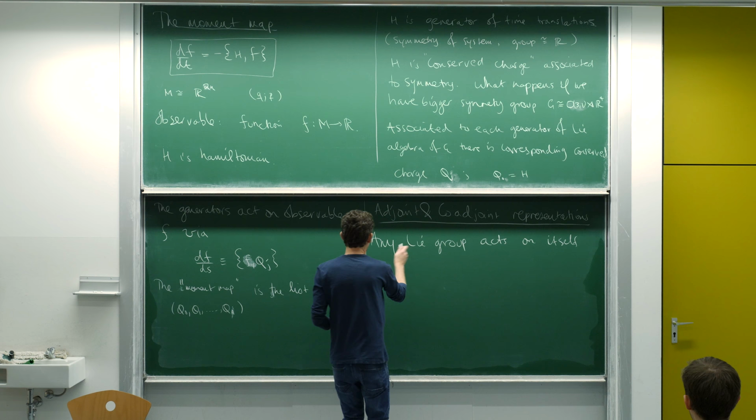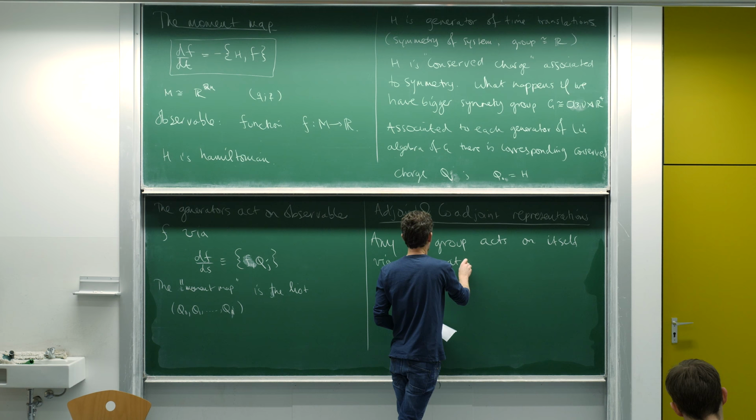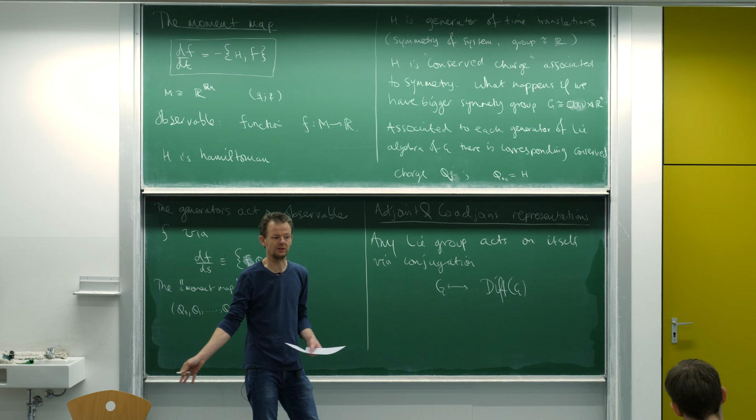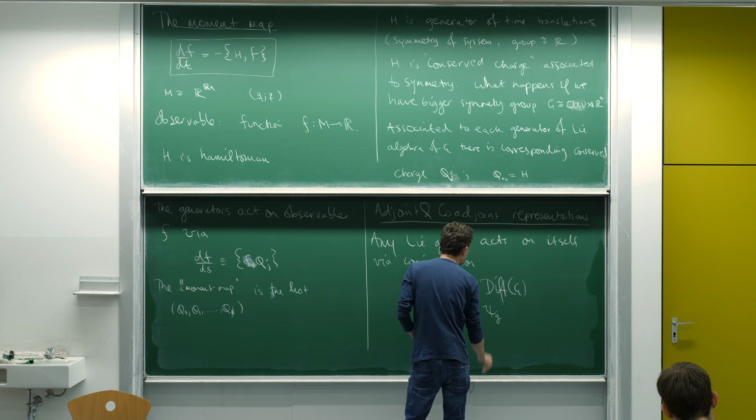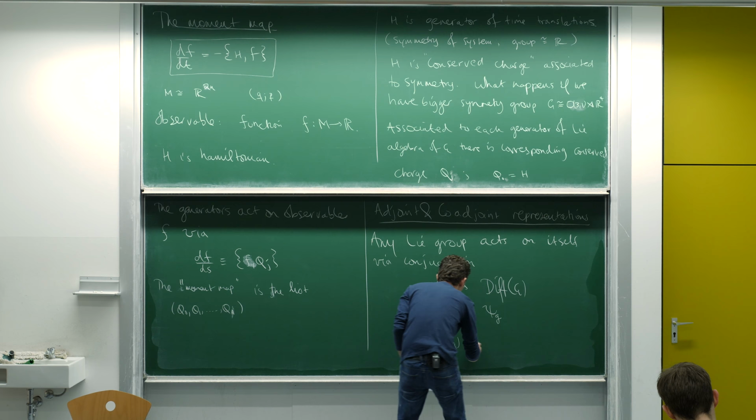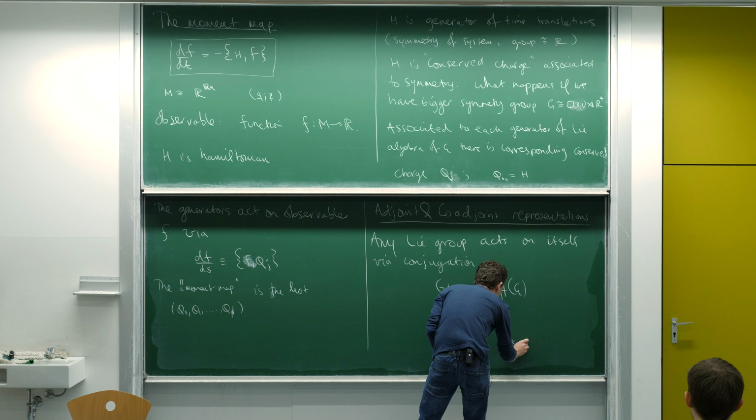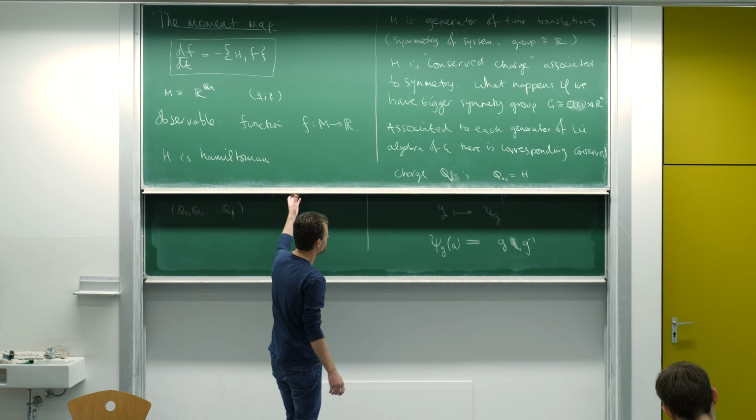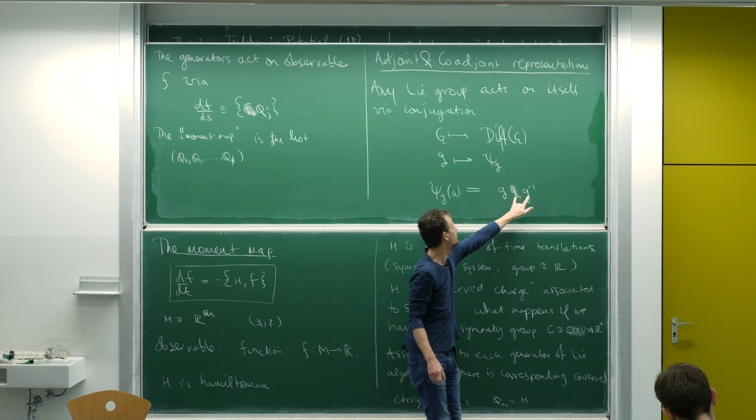So let's explore conjugation for a little bit. That means that every element of the group gives rise to a diffeomorphism of the group itself. And that diffeomorphism is defined, well, we write the diffeomorphism as psi g, and the way that psi g acts is that it takes an element a of the group and gives you g times a times g inverse. So conjugation. Take any element of the Lie group and conjugate it by the element g. Because this is a sequence of multiplications and inverse maps, it's a smooth map, so it's a diffeomorphism, an invertible map.